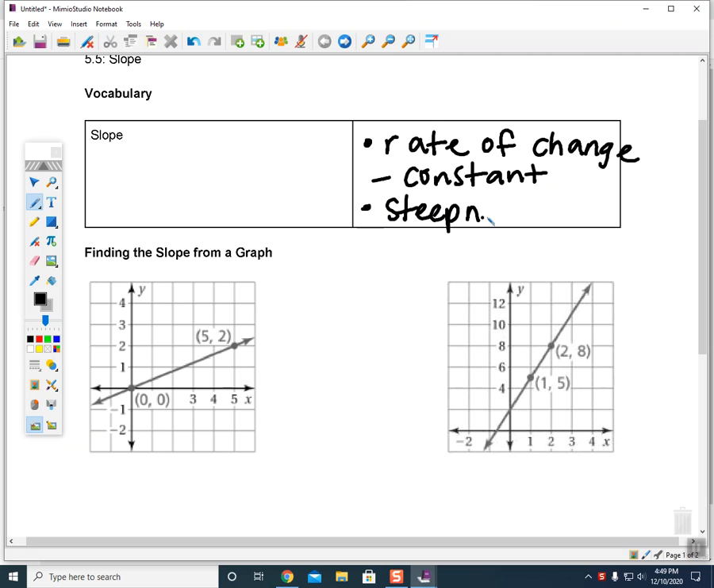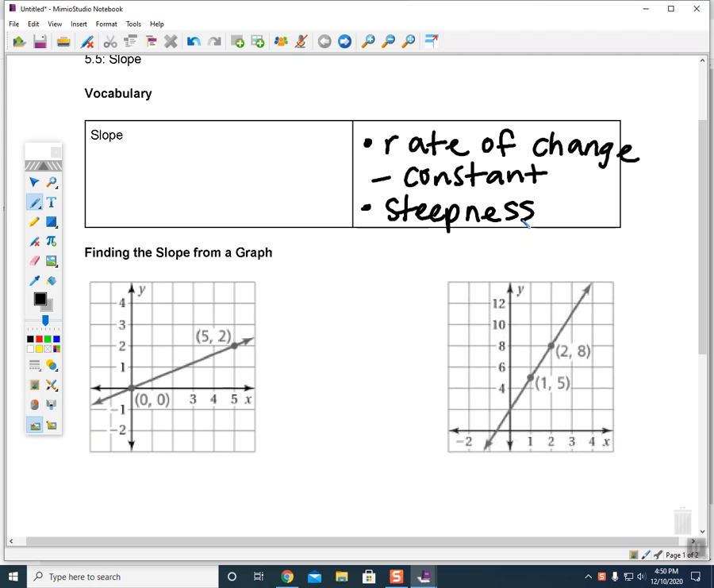So think about a mountain, right? We talk about how steep mountains are, and that's how tall or how slanted they are. It's the same kind of thing, the slope, the steepness of a line.